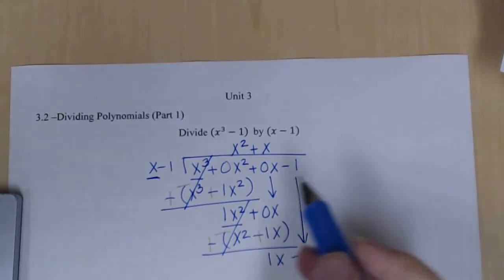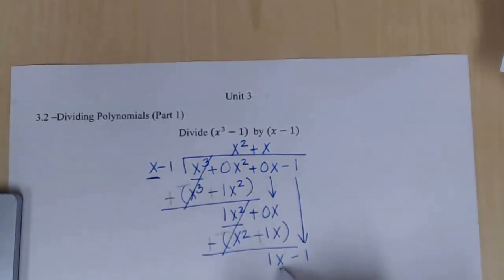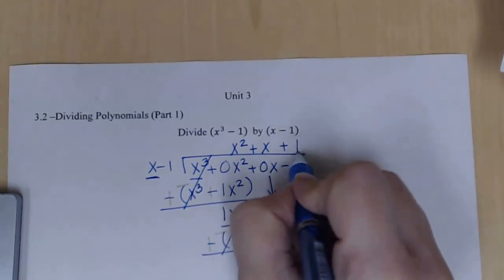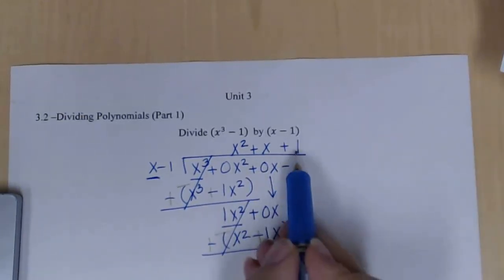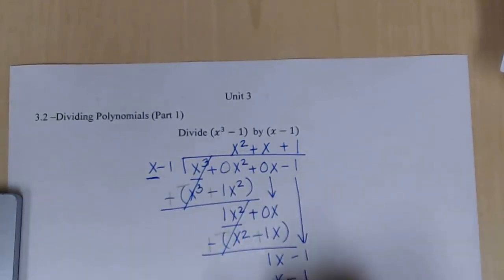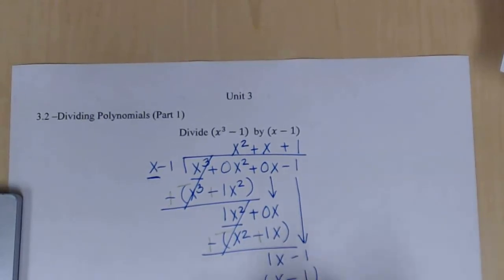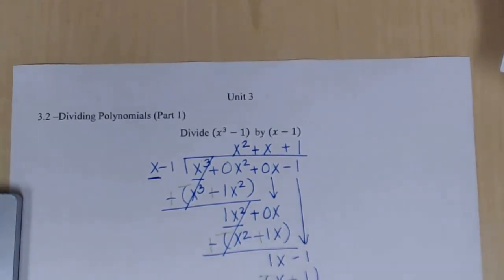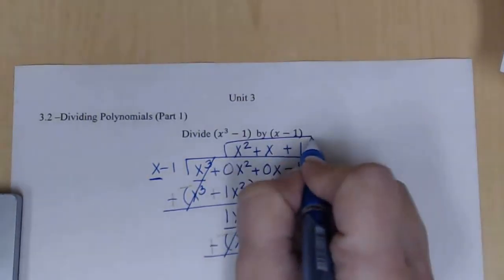Then I'm going to compare again. X times what would give me 1x? That would be a positive 1. Then we'll multiply. 1 times x is x. 1 times negative 1 is negative 1. I'm going to subtract this whole thing, so I'm going to change all the signs. X and negative x cancel. Negative 1 and positive 1 cancel to give me 0. And so this would be my final answer.